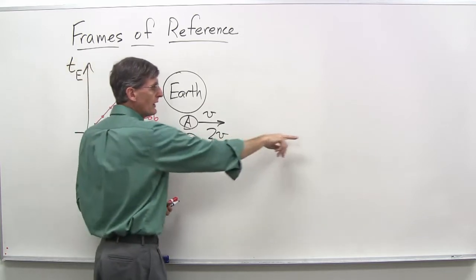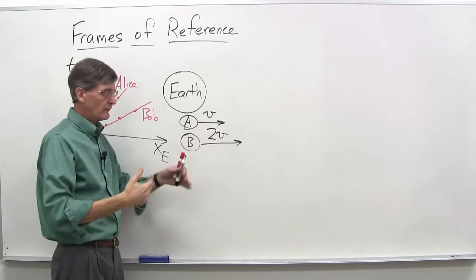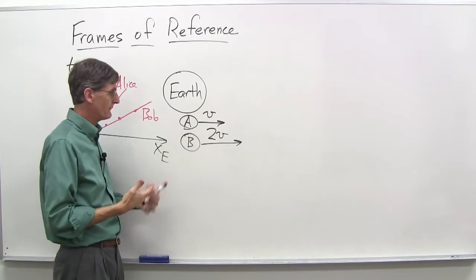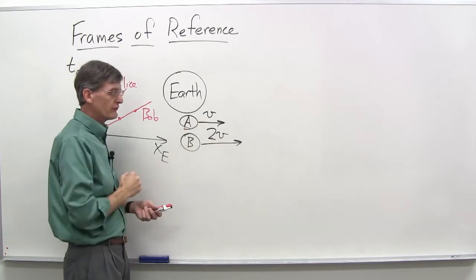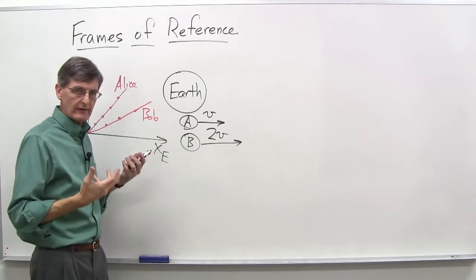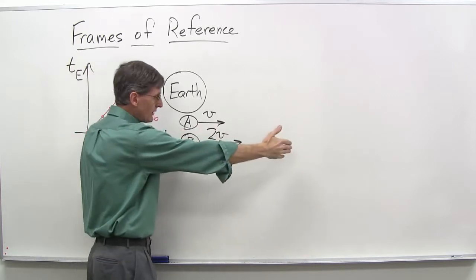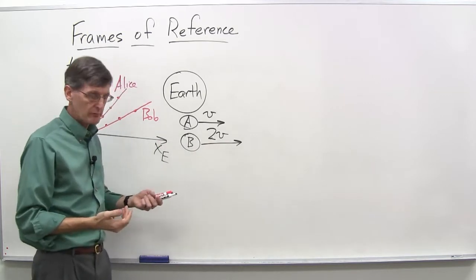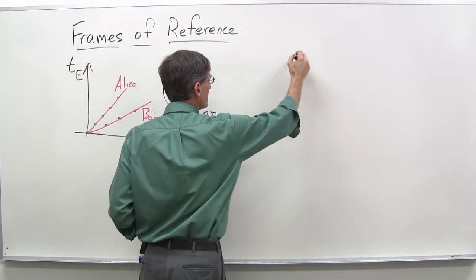She sees Bob going away from her at velocity v as well, because the difference between Alice's and Bob's velocity is just v. 2v minus v leaves us just v. So if Bob was going 20 meters per second, then Alice is going 10 meters per second. That means Bob is going away from Alice at a net velocity of 10 meters per second. Or if Bob was going 30 meters per second, Alice would be going 15 meters per second, so the net velocity difference between them is 15 meters per second. So for Alice, let's do her plot here.